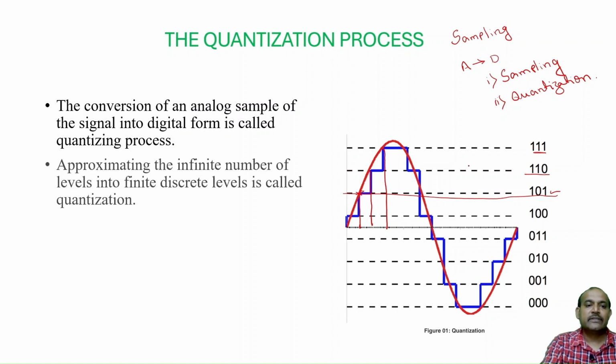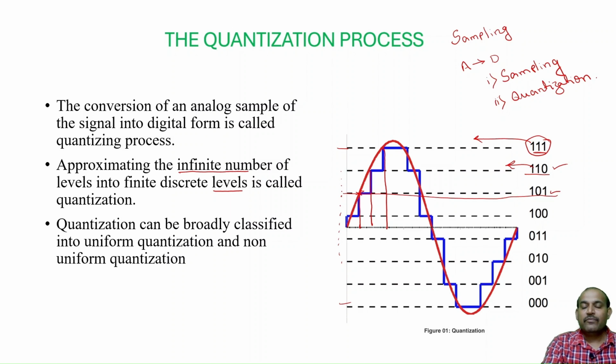So quantization means that I am going to assign a binary value to each and every sample value, based on the amplitude of each sampled value. Therefore, I am approximating the infinite number of levels. We have infinite numbers from here to there; you will get a maximum of infinite samples. Those can be represented as a finite set of different levels. That is called quantization.